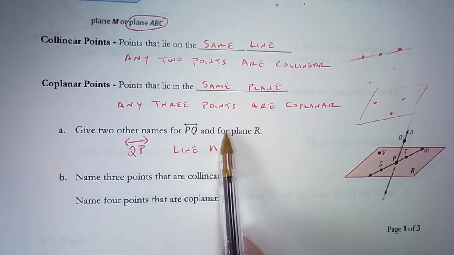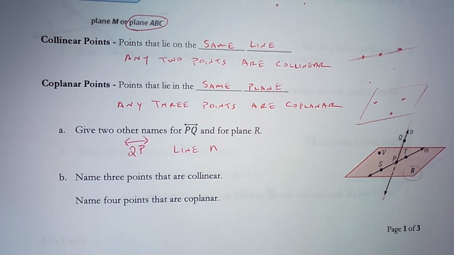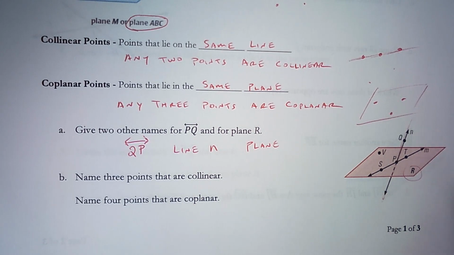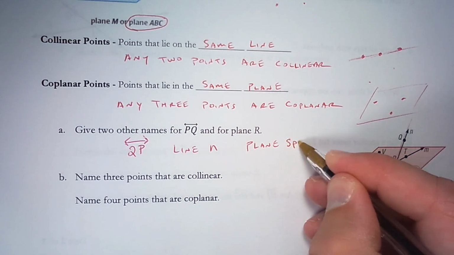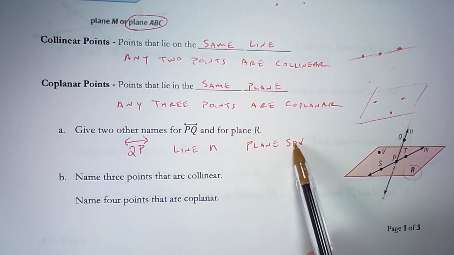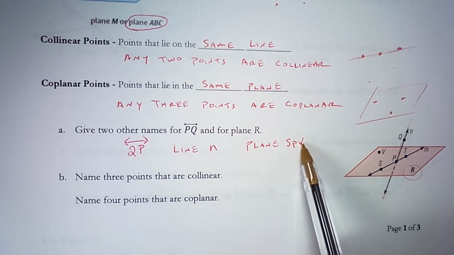We're also going to give two other names for plane R. So here is the label R. I want to name that plane in two other ways. So I could call it plane and then name it by three points. But the three points cannot be SPT because they are all on the same line. But I could do SPV, so that third point is not on the same line with S and P. So plane SPV will work. I can put those points in any order: PVS, PSV, VPS. Does not matter the order of those three points.